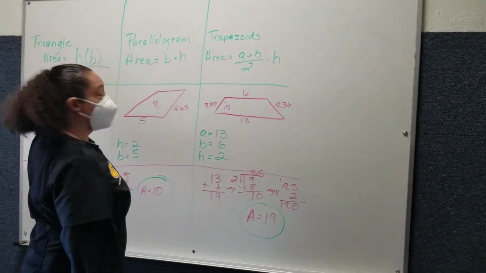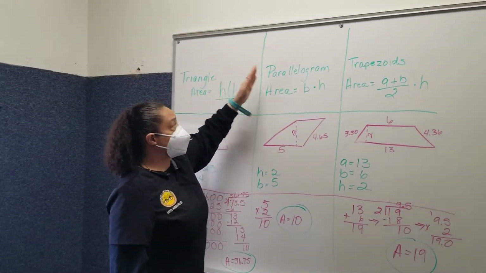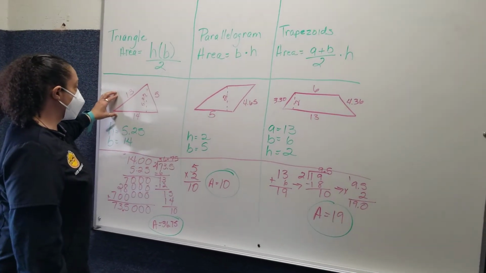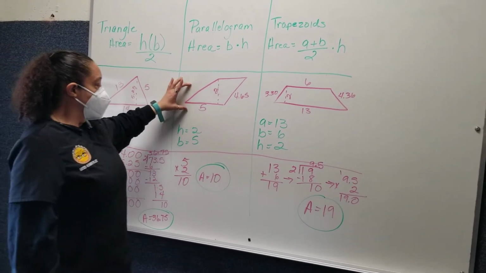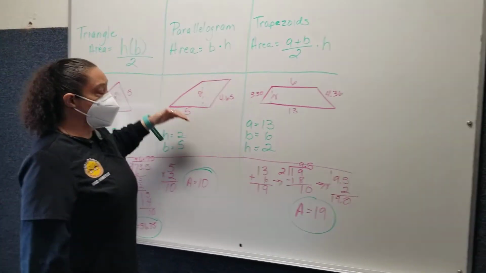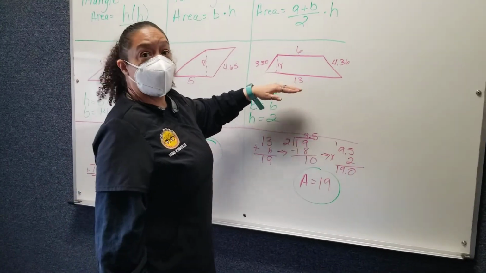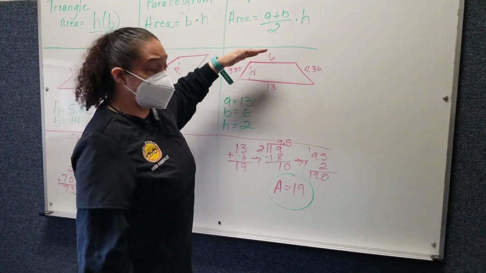So the first step you have to do is to recognize what shape you are using. You can identify the shapes. Here is the triangle, 3 sides. Here is the parallelogram where your top and your bottom are the same. And here is a trapezoid where your top and your bottom are generally not.